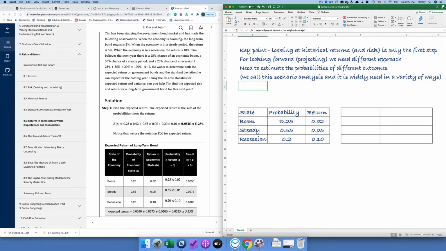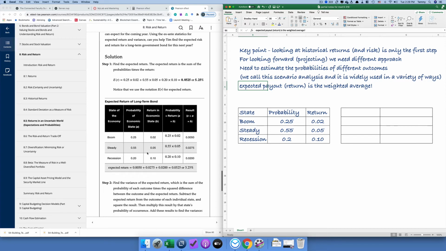So you've got a 25% chance of returning 2%, a 55% chance of returning 5%, and a 20% chance of returning 10%, and your expected return is actually the weighted average, right? That's what you do. The way the table shows it in the book, you could calculate the probability times the return and then add them up, or you could do a nifty little Excel trick called sum product.